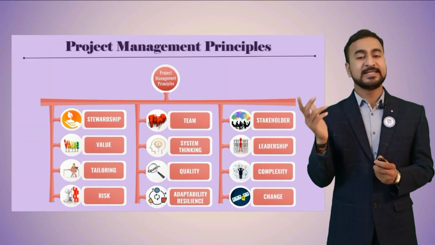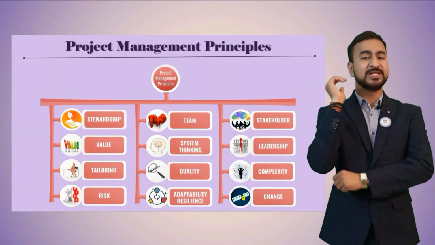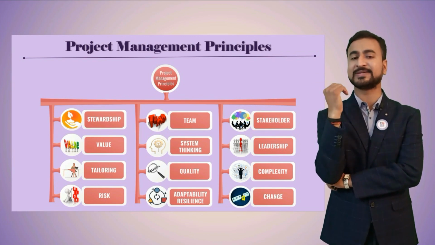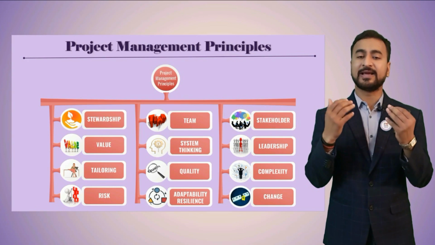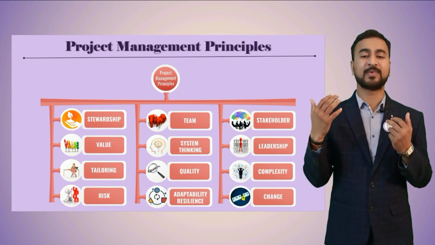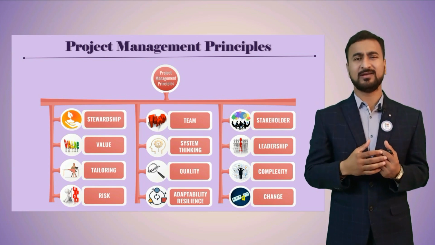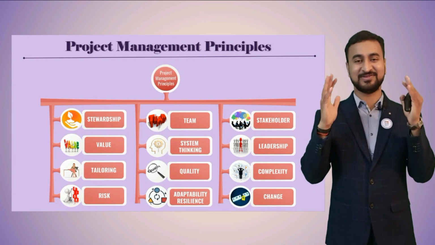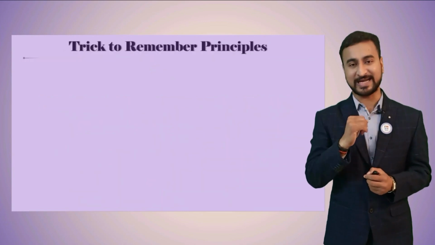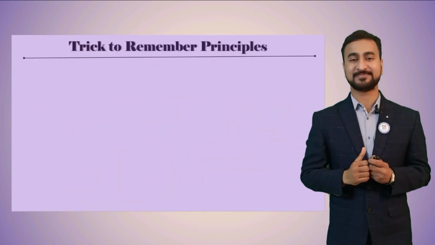So these are the 12 principles, as you see over here: stewardship, value, tailoring, risk, team, systems thinking, quality, adaptability and resilience, stakeholder, leadership, competencies, and change. Sounds odd, meaning though you understand, it's difficult to remember. So what is the technique? Let me give you the technique first.